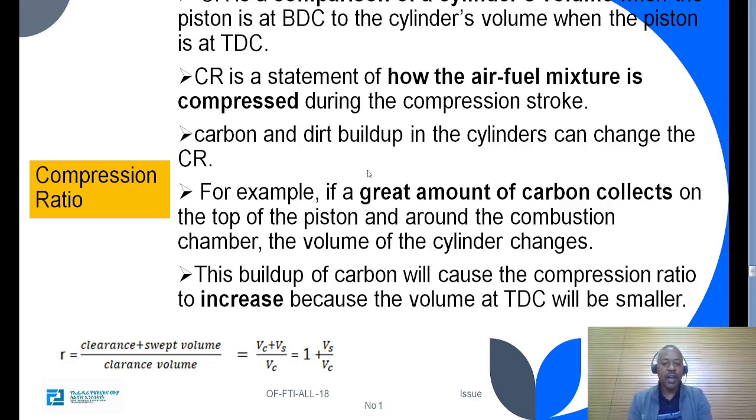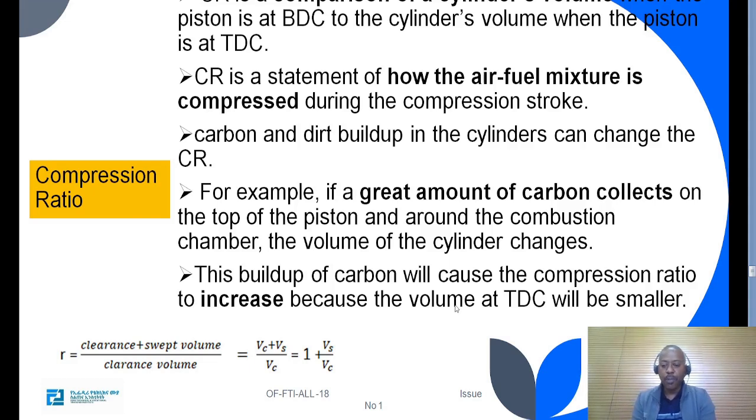For example, if a great amount of carbon collects on the top of the piston and around the combustion chamber, the volume of the cylinder changes. This buildup of carbon will cause the compression ratio to increase because the volume at TDC will be smaller.